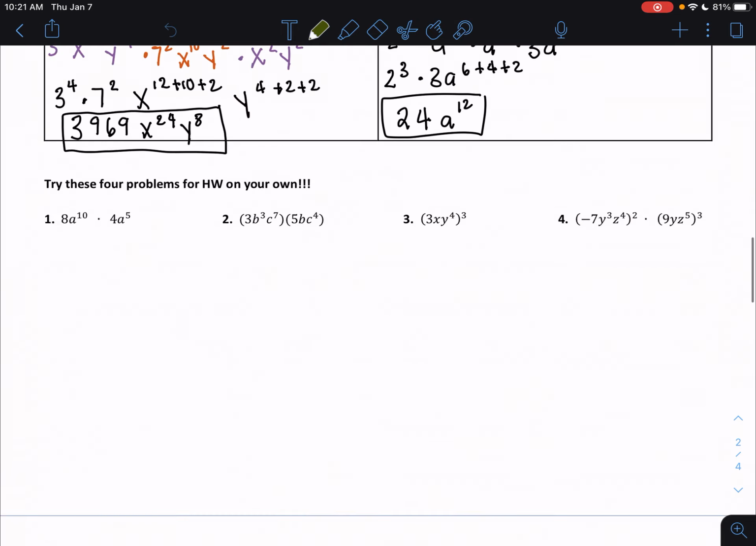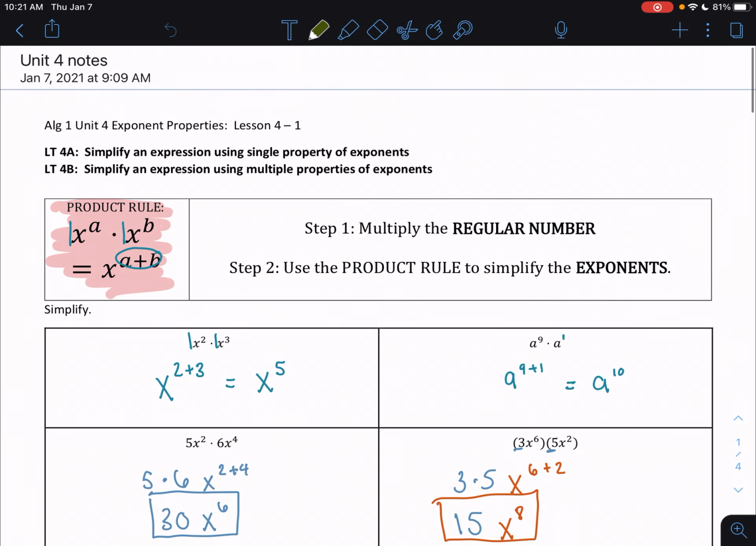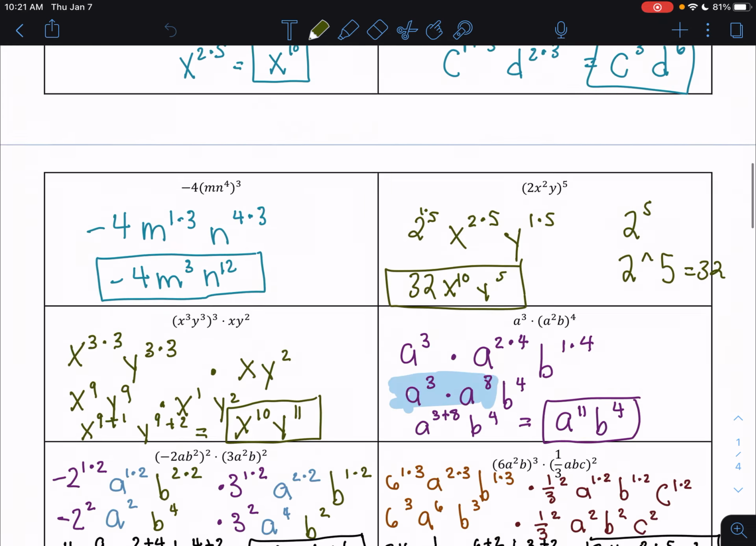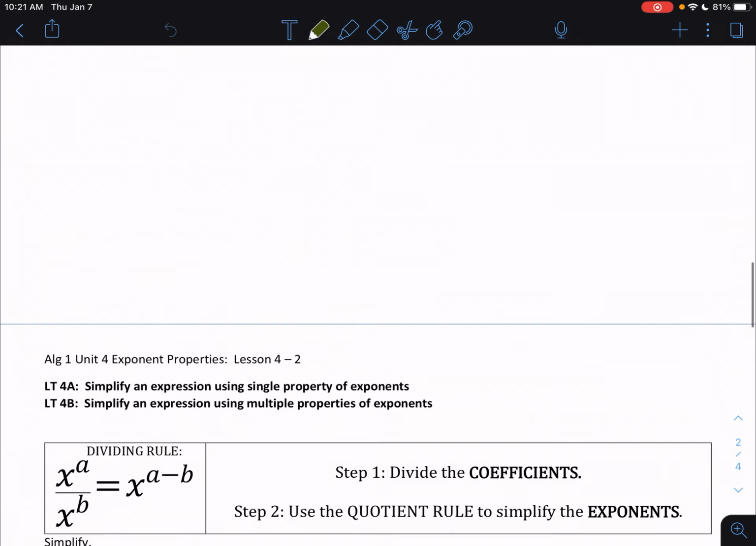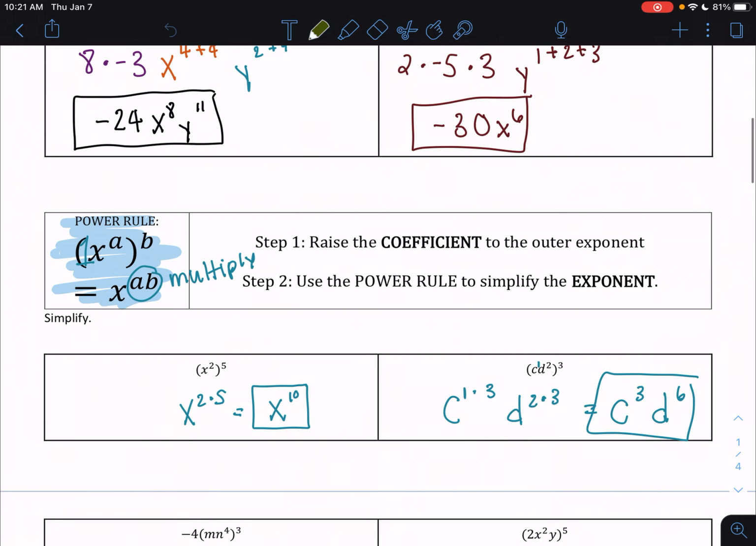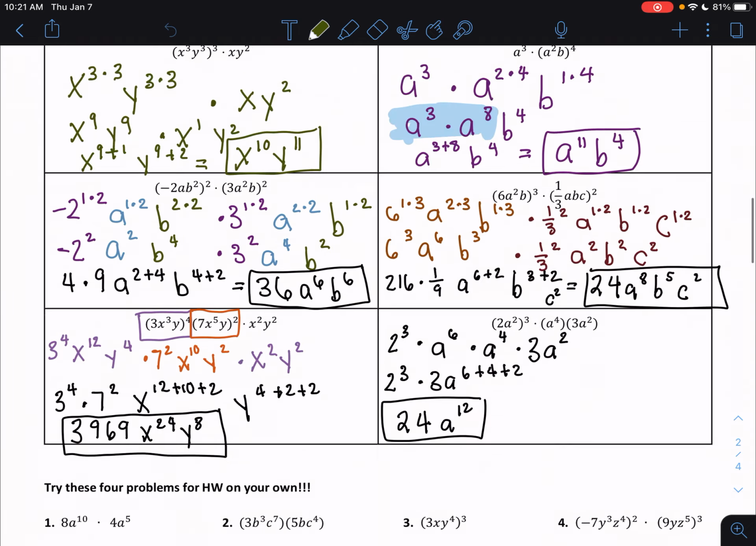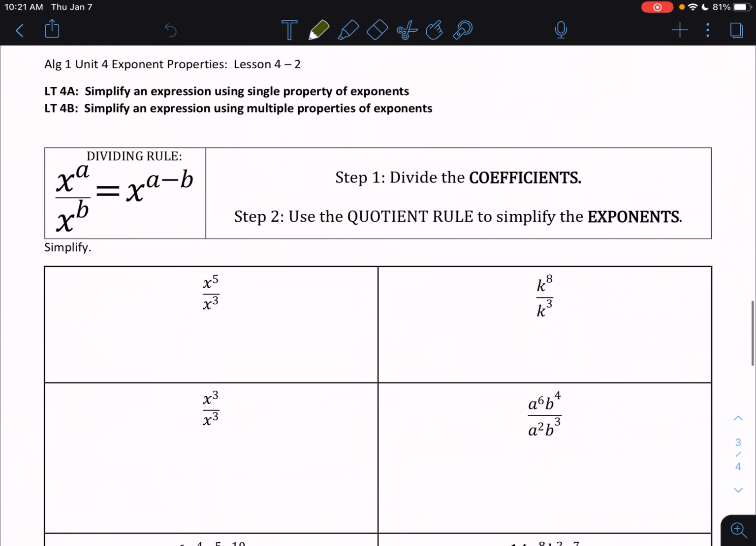So if you need a quick review, I'm going to scroll up here. Our product rule, remember, you add them. For our power rule, you multiply the exponents. So now, for lesson 4.2, we are doing the dividing rule, and we are going to subtract the exponents.